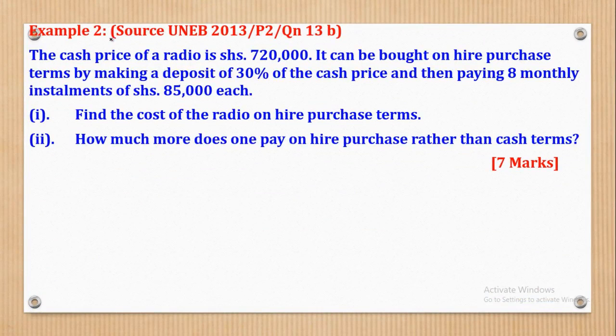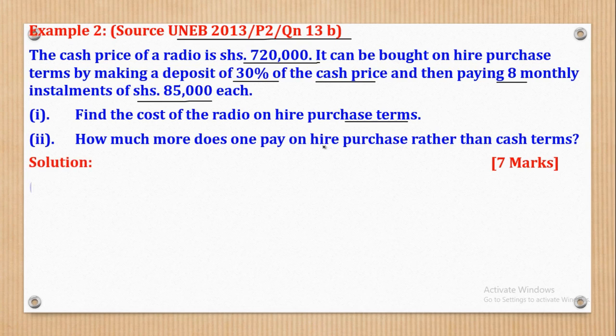Now we shall go to example 2, which came from UNEB 2013 paper 2 question 13b, and it says the cash price of a radio is shillings 720,000. It can be bought on hire purchase terms by making a deposit of 30% of the cash price and then paying 8 monthly installments of shillings 85,000 each. Roman 1, find the cost of the radio on hire purchase terms. Roman 2, how much more does one pay on hire purchase rather than cash terms?